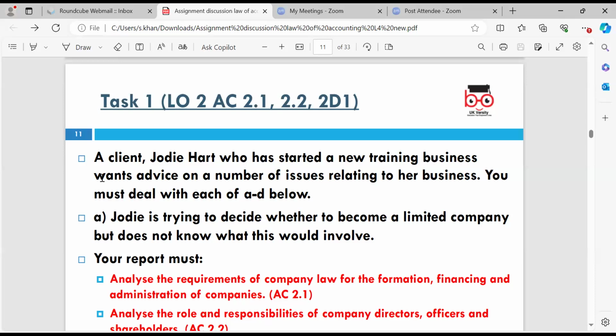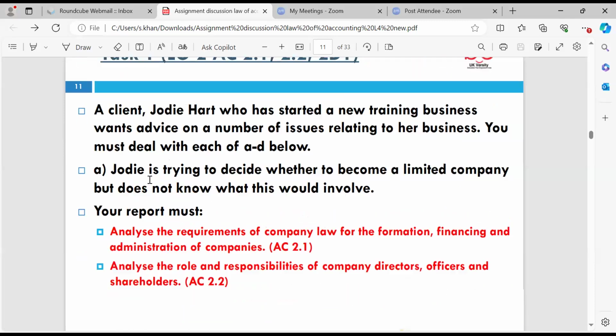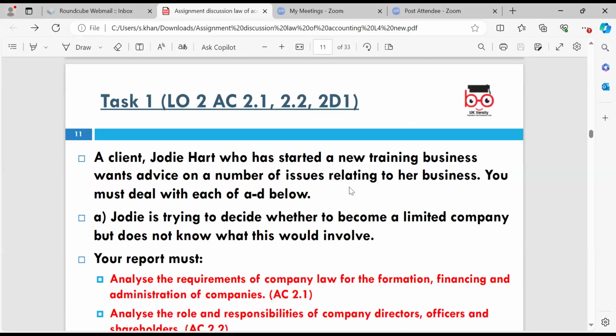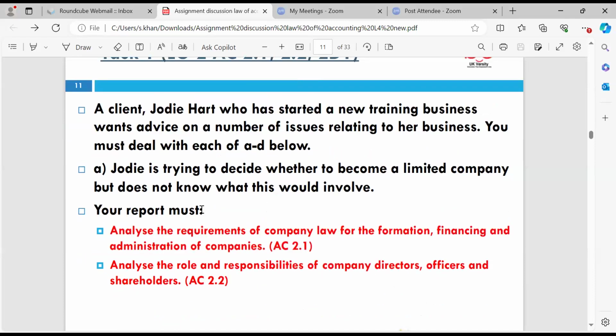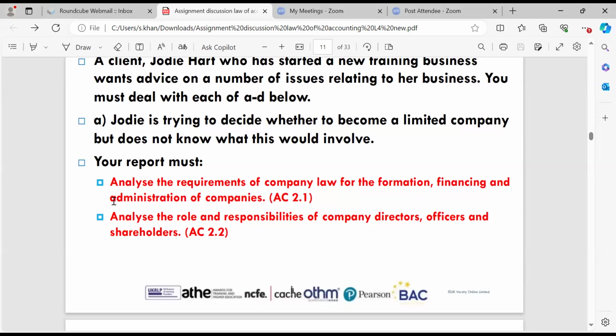Okay, so task 1 of 2. Client Jodie Hart, who has started a new training business, wants advice on a number of issues relating to the business. You must deal with each of the below, which we're going to go through. Jodie is trying to decide whether to become a limited company, but does not know what this would involve. So your report must include analysing the requirements of company law for the formation, financing, and administration of companies.